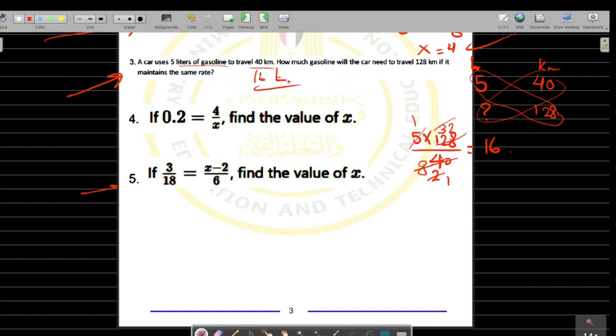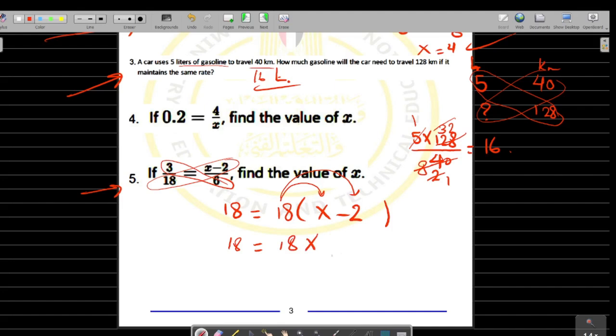The last question, number 5, it's easy also. We can use the extremes times means. Now 3 times 6 equals 18. Concentrate here please. You have to put brackets, because 18 will be distributed between x and 2. So here 18 equals 18x, and the second one is negative 2 times 18.